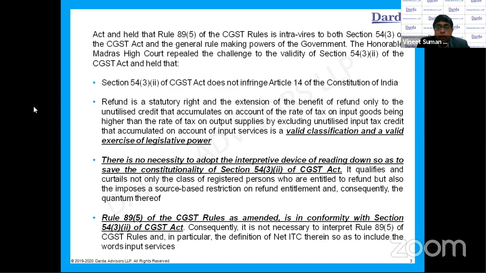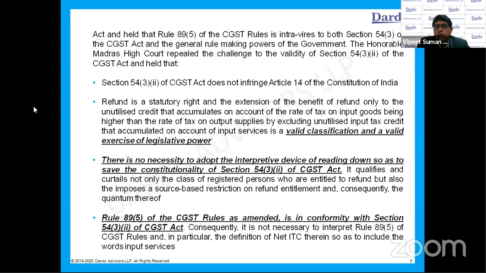However, if you read the judgment of the Madras High Court, I will take a specific aspect which they have discussed in the ruling. First and foremost, the Gujarat High Court told that if 54(3) read with 89(5) restricts refund of input services, it is against Article 14 of the Constitution of India, which gives the fundamental right. Here they told no, it does not infringe Article 14 of the Constitution of India. Then the question they put out: refund is a statutory right. Yes, they accept, but only for the unutilized credit that accumulates on account of the rate of tax on input goods being higher than the rate of tax on output supplies. So in their view, 54(3)(ii) restricts to input goods.